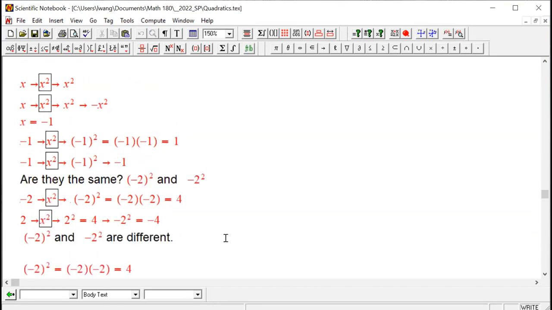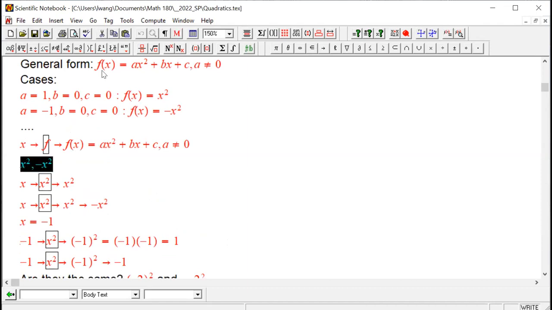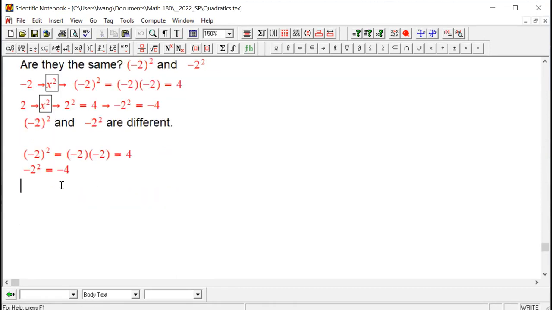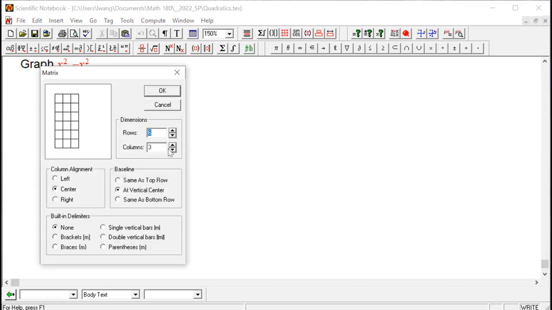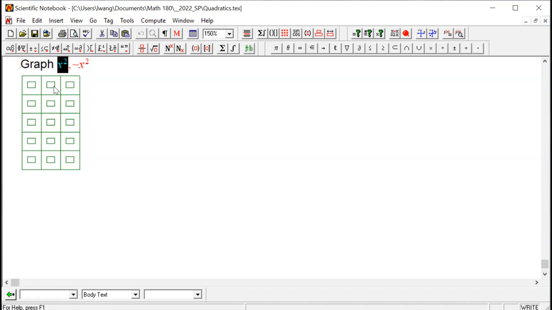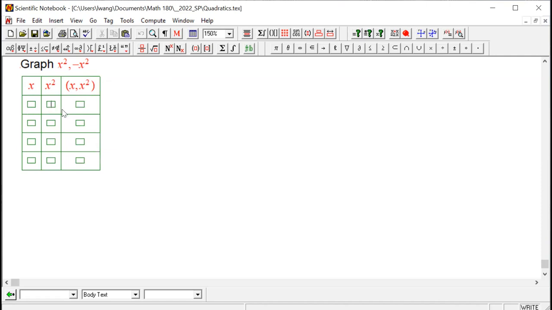Next, we're going to look at the graph of these two functions. For x squared, we already know, we certainly have done it. That's the output. The input is x. So input, output, right? So we get pairs of numbers.